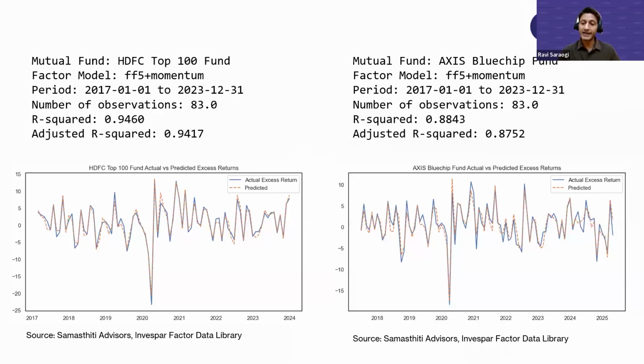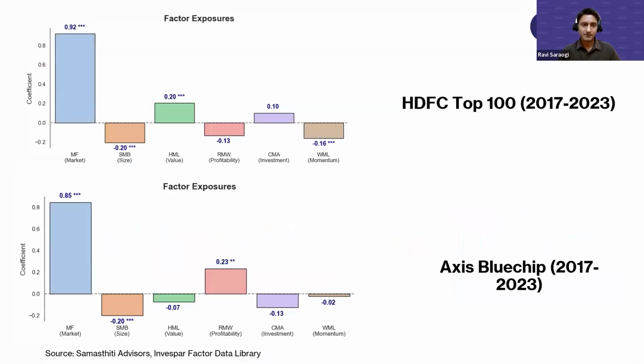This is also confirmed by the R squared values. For HDFC Top 100, the R squared is close to 95%. So the Fama French five-factor model plus momentum explains 95% of HDFC Top 100's return. And for Axis Blue Chip, that number is closer to 90%, which is also fantastic. So in plain English, factor-based analysis is not some elegant theory in academia, but it's extremely powerful in practice, and it's evident in how beautifully the model fits the actual data.